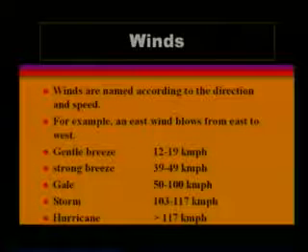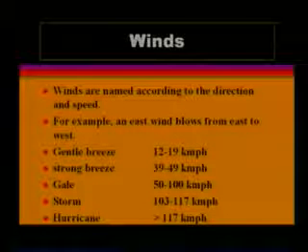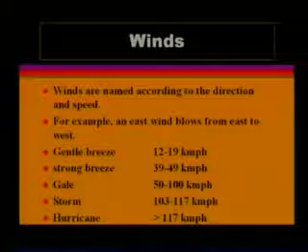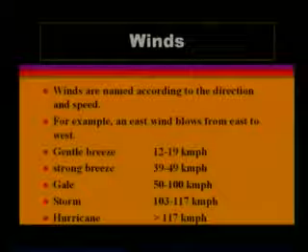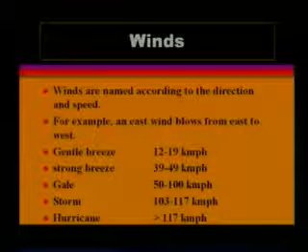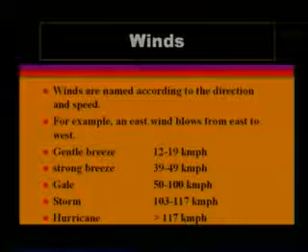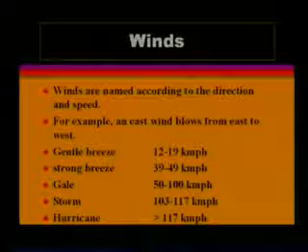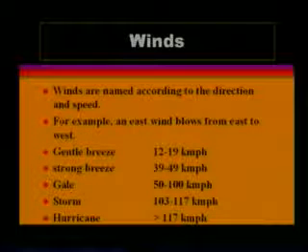A gentle breeze will have roughly 12 to 19 kilometers per hour velocity, and if the velocity increases to 39 to 49 kilometers per hour, we call that a strong breeze. A gale is a wind which has a movement of 50 to 100 kilometers per hour, and a storm has a velocity of more than 100 to 110 kilometers per hour, and hurricanes have a velocity of more than 110 to 120 kilometers per hour. So depending upon the velocity, the action of wind can be expected over the land surface.